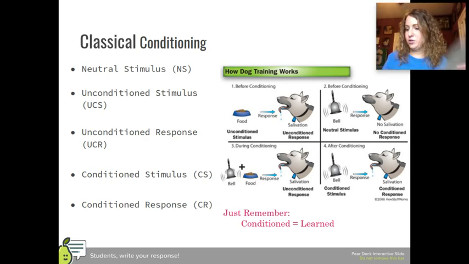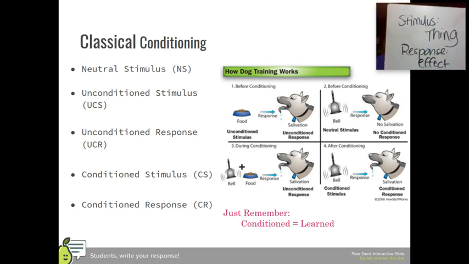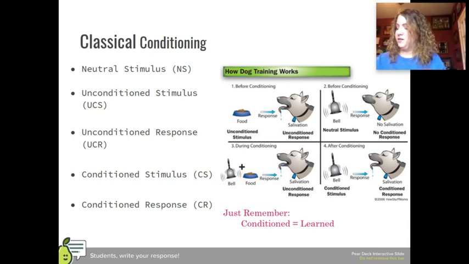Okay, there are also a couple of other terms: stimulus and response. A stimulus is a thing. Like person, place, thing. It's a thing. While the response is the effect of the thing. It's like cause and effect. So a stimulus is a thing, and the response is an effect of that thing.